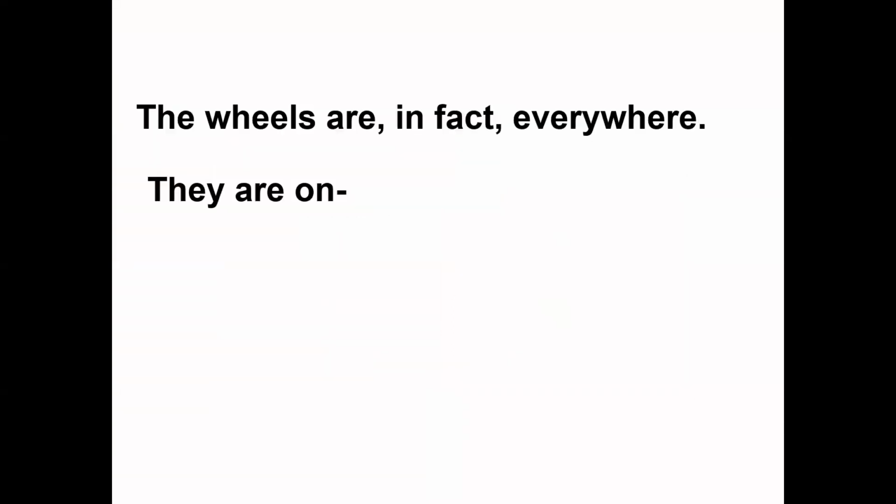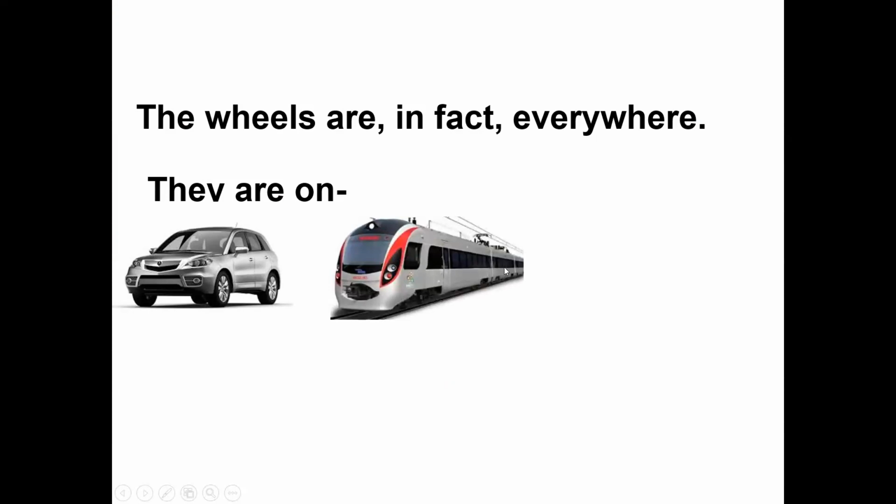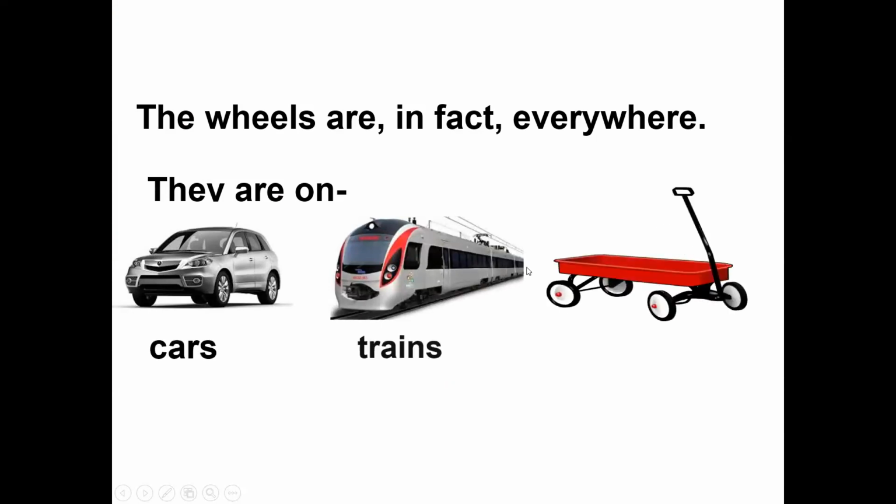You will see wheels are everywhere. Wheels are in fact everywhere. They are on car. You see car, there are wheels. Train, you will see wheel. And it is called wagon, a type of cart for carrying things. Wagon. Is it new to you? Wagon? You see, wheels are everywhere.